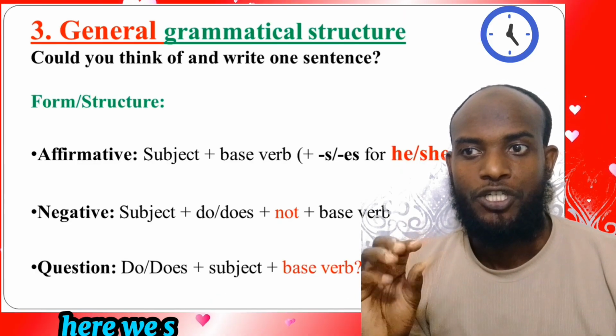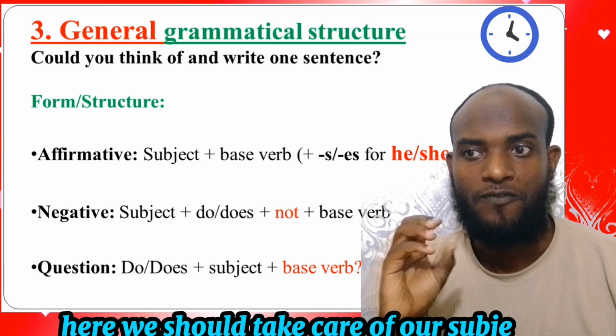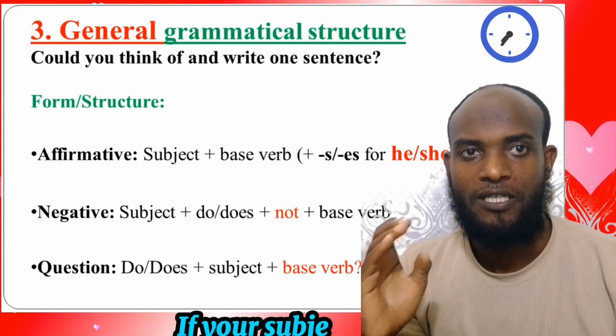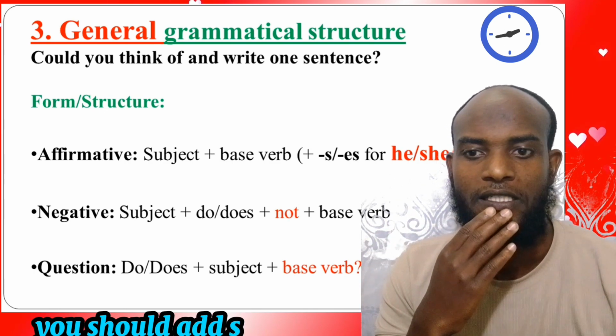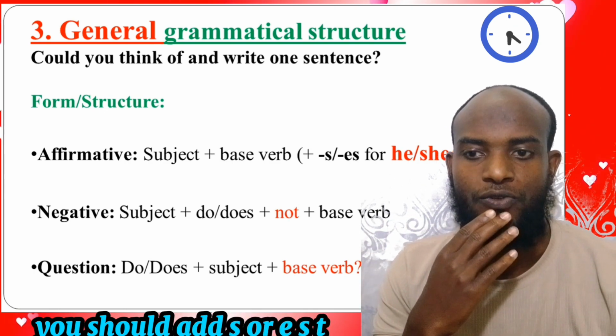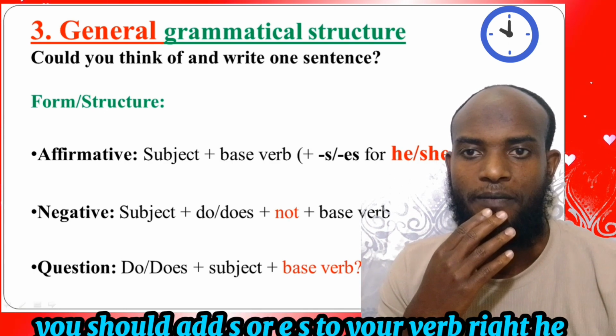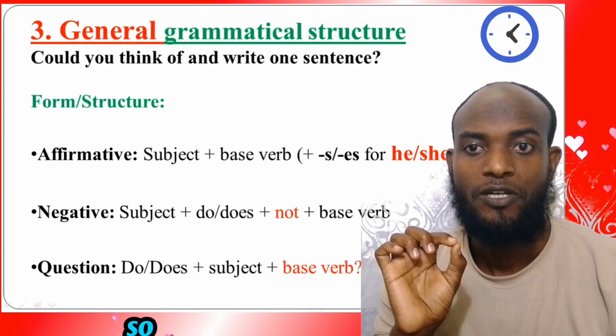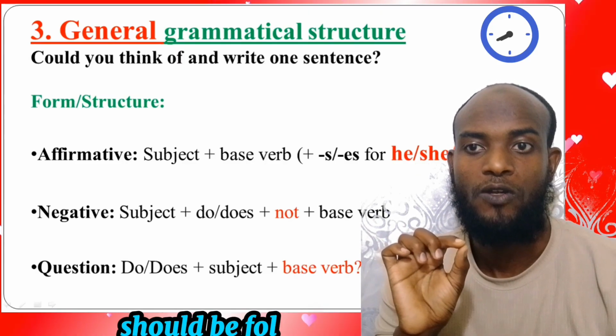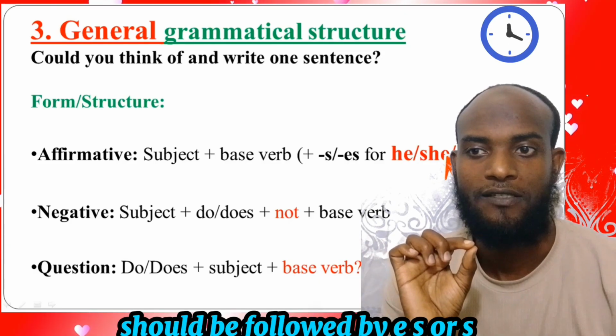Here we should take care of our subject form. If your subject is singular, you should add s or es to your verb, right? Here, he, she, it are third person singular. So a third person singular subject should be followed by a verb with es or s, right?